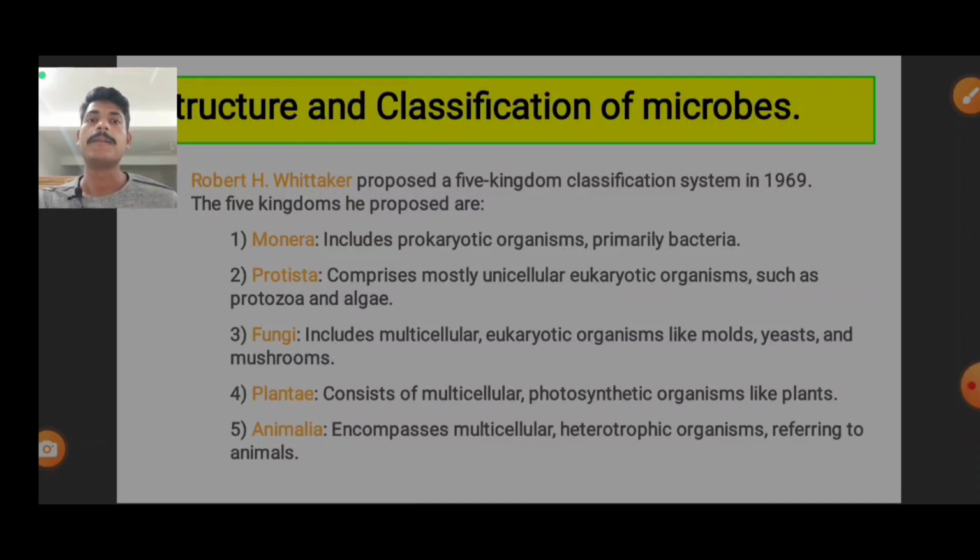Clear? Now, fungi. Fungi, as you know, are also one of the most causative agents in our body. They cause so many deadly diseases, and as well we have so many beneficial points related to fungi. In fungi they include multicellular eukaryotic organisms like mold, yeast and mushrooms. Then plantae consists of multicellular photosynthetic organisms like the plants.